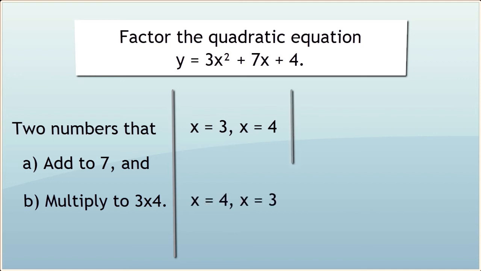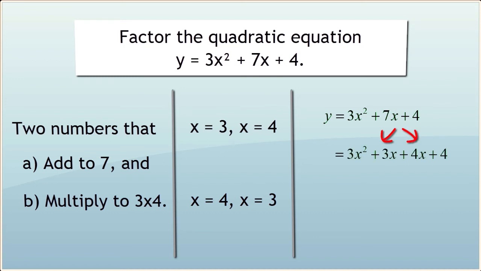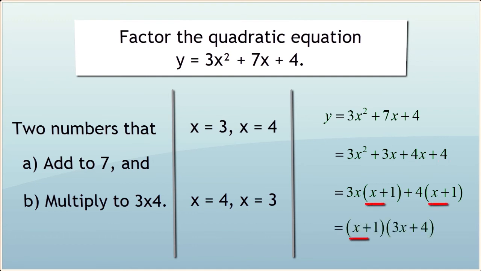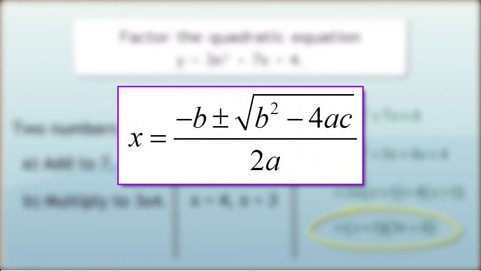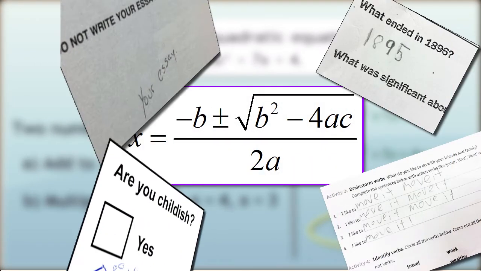Now we can simplify the quadratic function as follows. The 7x can be decomposed into 3x plus 4x, or vice versa. Then, the equation can be further factored by removing a 3x from the first two terms and a 4 from the last two terms. Removing the common factor of x plus 1 from both terms results in the final factored form. Note that if you can't factor a quadratic equation and you're completely stuck, using the quadratic formula is always a viable option.